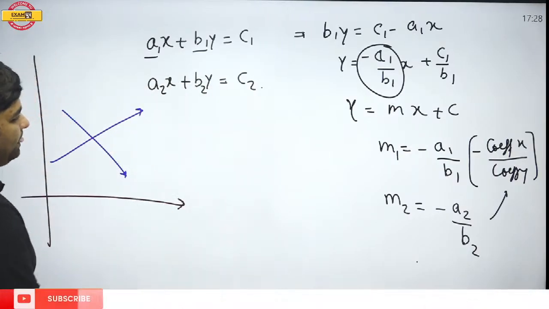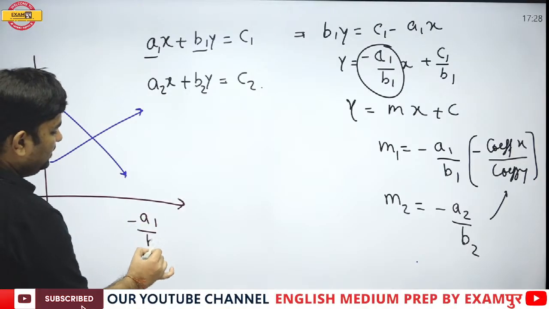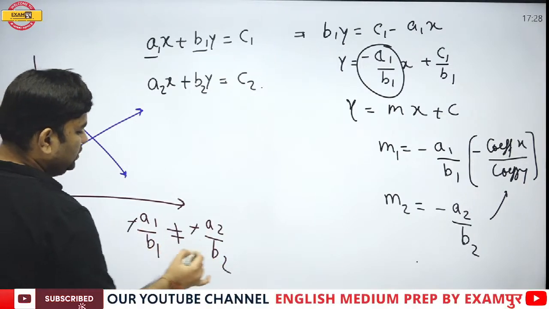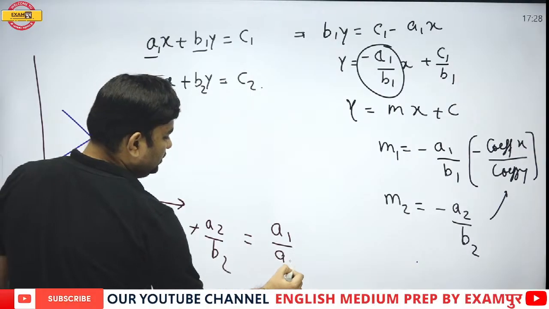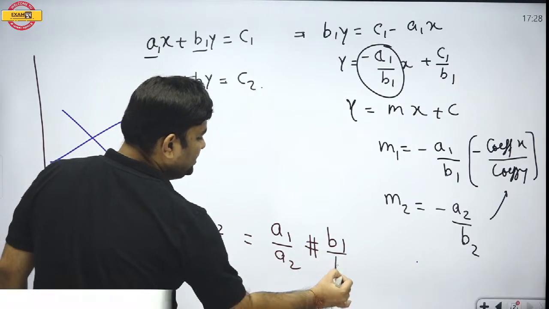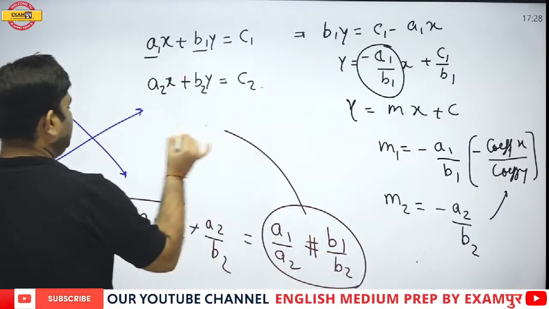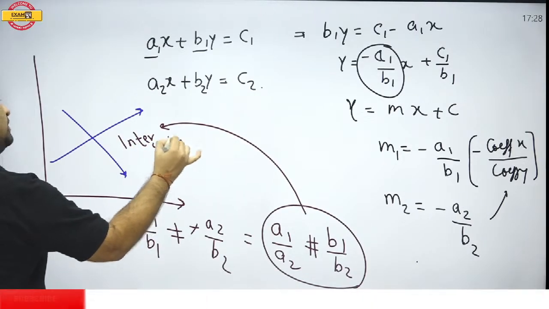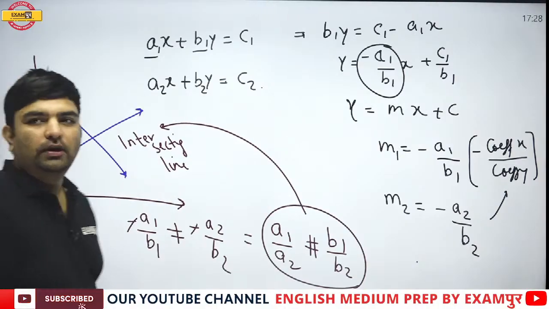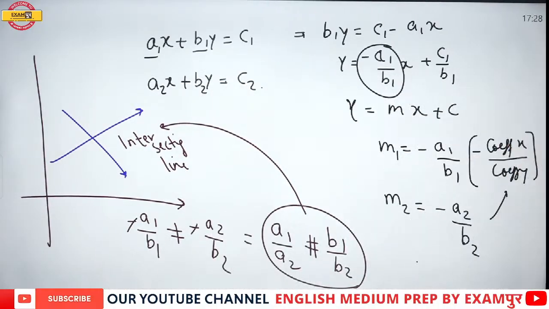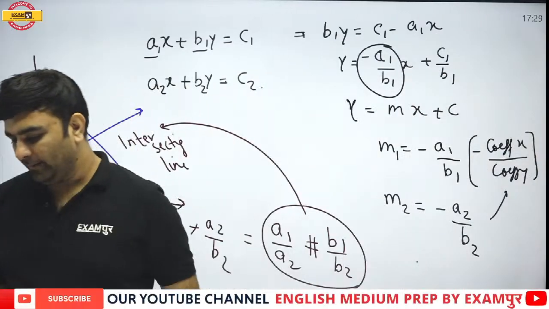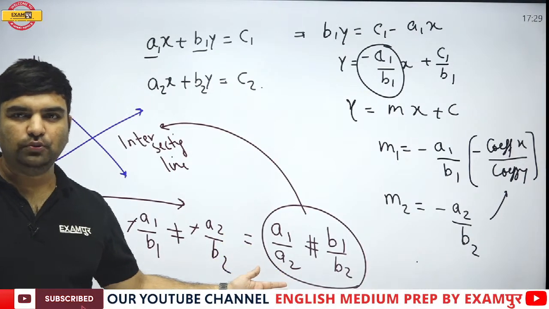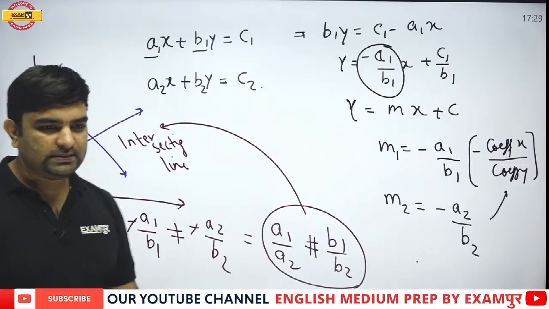Slopes are not equal. So minus a1 upon b1 does not equal minus a2 upon b2. So you will say, sir, a1 upon a2 should not equal b1 upon b2. This is the condition for intersecting lines: a1 upon a2 does not equal b1 upon b2.